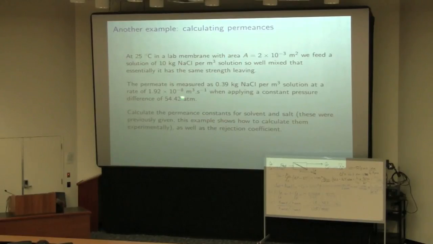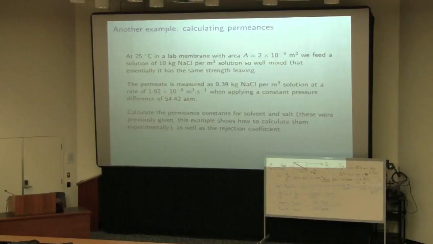There's my delta P, 54.42, my capital delta P. From the salt concentration in the permeate and the salt concentration in the feed, I've got enough information to calculate the osmotic pressures, so I can calculate delta pi. And I'm given that 1.92 times 10 to the minus 8, that's my J solvent. So there's enough information there to calculate the permeance.